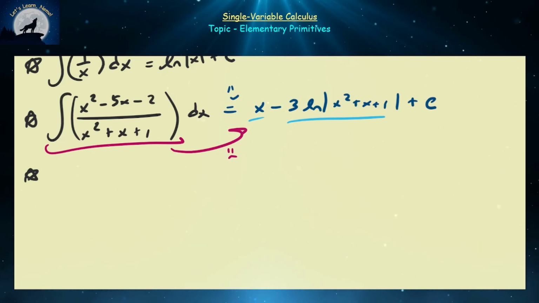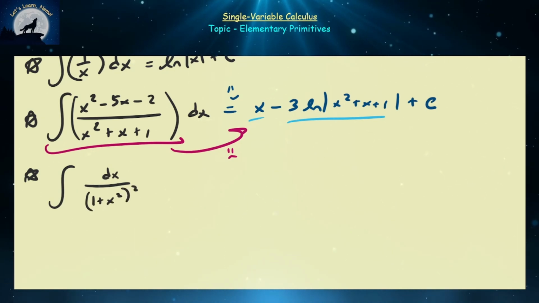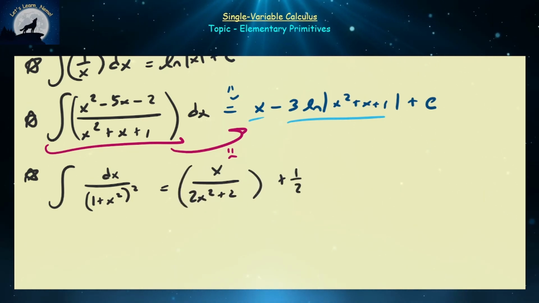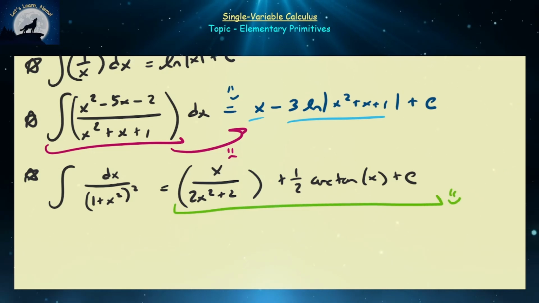Now let's take another very simple looking function, the integral of dx divided by (1 plus x squared) quantity squared. It actually looks quite simple, simpler than the one before it. But this is equal to, actually a fun exercise, x divided by (2x squared plus 2), and then plus 1/2 times the inverse tangent of x plus c. Now for you fancy integral people, I leave that as an exercise for you.